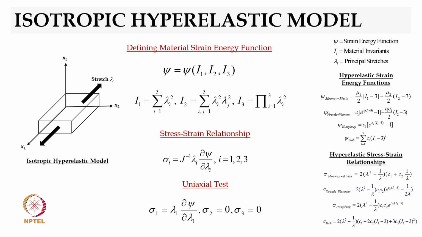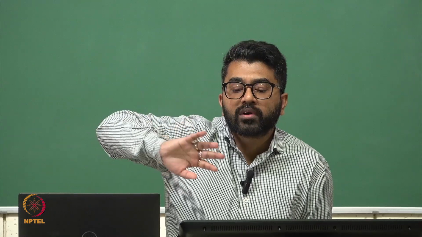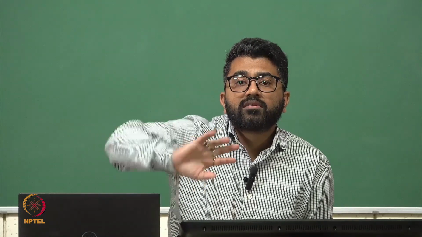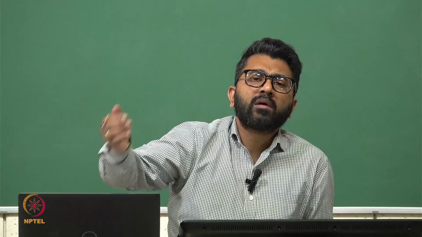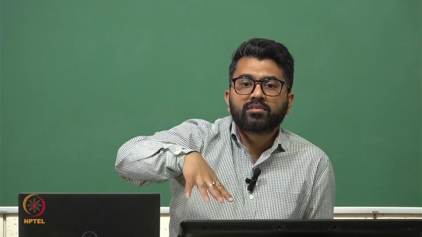It's a little bit toned down version of the Veronda-Westman model. If you just take a look, it's as if the C1 C2 thing, the second part of the Veronda-Westman model, was just removed. So why did Humphrey come up with this random model, right? These are some adaptations which people have come up with through experiments over time. These are not necessarily in order. This is not the chronological order in which things have evolved.